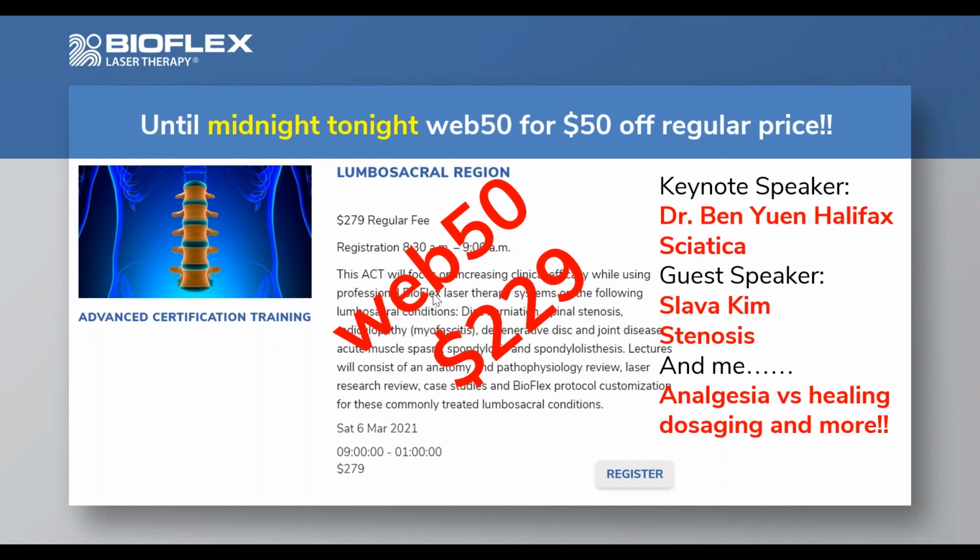A question, can it help with osteoporosis? Research-wise in animal models, it seems to help with osteoporosis, but I haven't seen any human trials, so that's experimental and would be challenging because it's hard to get a lot of light directly into big bones like the hip, for example.